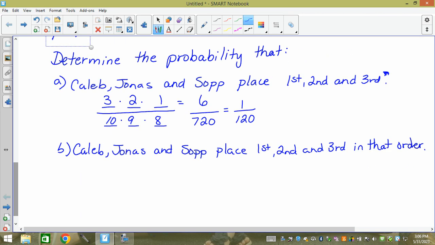What's the difference in the second one? Caleb, Jonas, and Sop placed first, second, and third in that order. What's the difference? Bottom still 10, 9, 8. Total no restriction. What's the top?